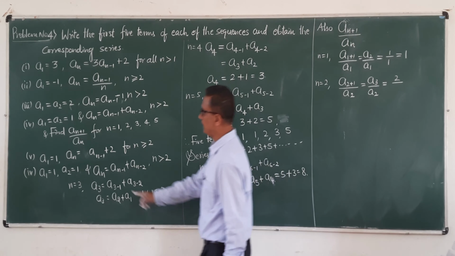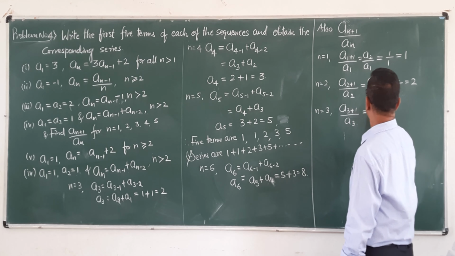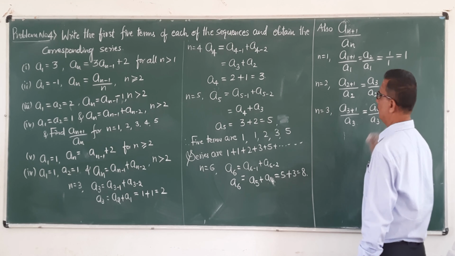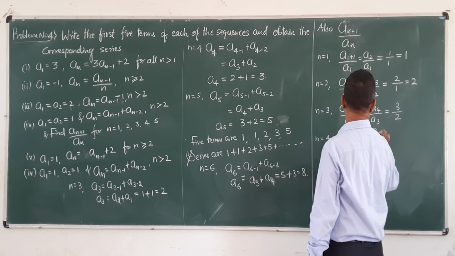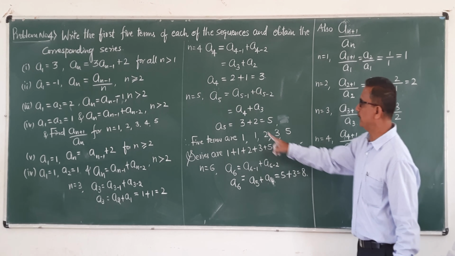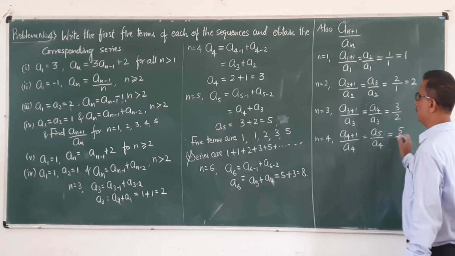Then take n is equal to 3. a3 plus 1 divided by a3. Okay, that is a4 divided by a3. What is a4? The a4 value is 3. What is a3? a3 is 2. So n is 3, a4 by a3 value is 3 by 2. Then take n is equal to 4. a4 plus 1 divided by a4, that is a5 divided by a4. But what is a5? 5 divided by a4. The a4 value is 3.